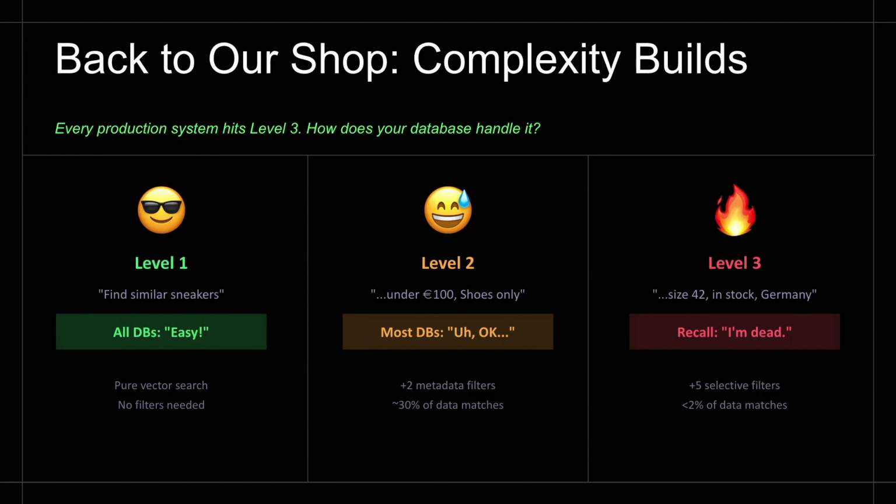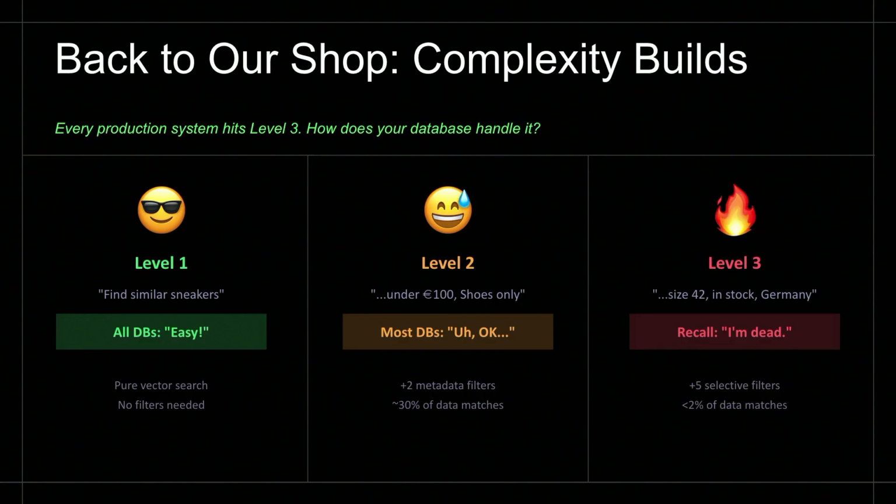Now let's go back to our initial example. Our level 1 is find similar sneakers. It's easy. It can be done in all the databases. Then you go to level 2. You add more filters. So you say under 100 euros, it should be only shoes. Most DBs still handle that. So you have around 2 metadata filters, and 30% of the whole database matches the query.